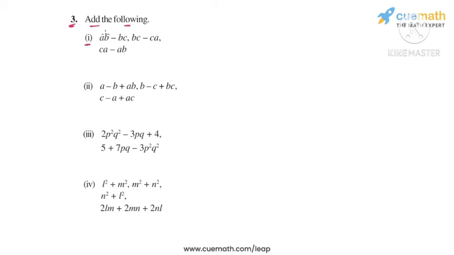In the first part, the 3 expressions are AB minus BC, BC minus CA and CA minus AB. So we will write the 3 expressions in separate rows such that the like terms are written one below the other. So the first expression is AB minus BC. So we write it in the first row. Then we put a plus sign for the second expression. And the second expression is BC minus CA. So we write BC below minus BC. And then we write minus CA.